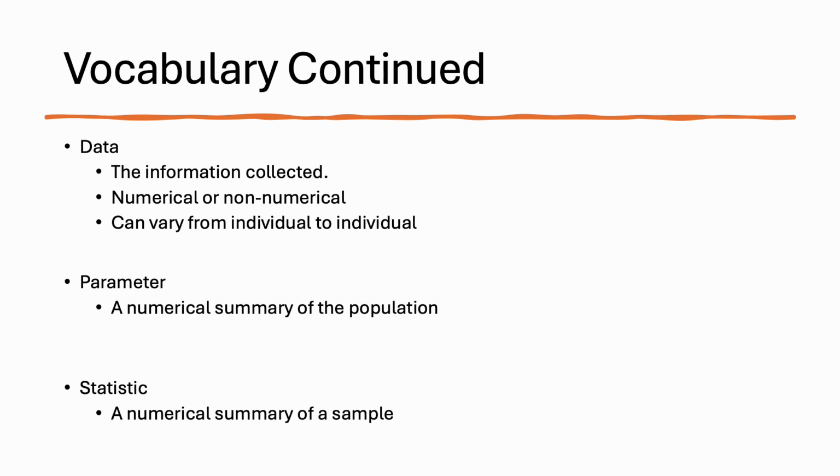A statistic, on the other hand, is a numerical summary of a sample. So it's not looking at data from the entire population. It's only looking at data from that smaller sample that we were able to take, something that was a little more manageable. So that would be something like if we are looking at a car commercial and the car commercial is telling us the average miles per gallon.